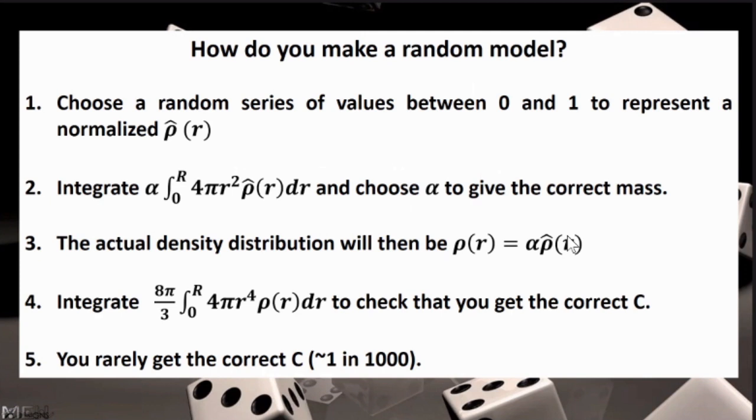density distribution. Then I integrate that to get the mass, and it's going to give me the mass modulo some alpha. I choose the alpha so that I get the right mass. And so now my real density distribution is alpha times this normalized thing. Okay, now I have a density distribution. Then I want to integrate this density distribution to see that I get the correct moment of inertia.